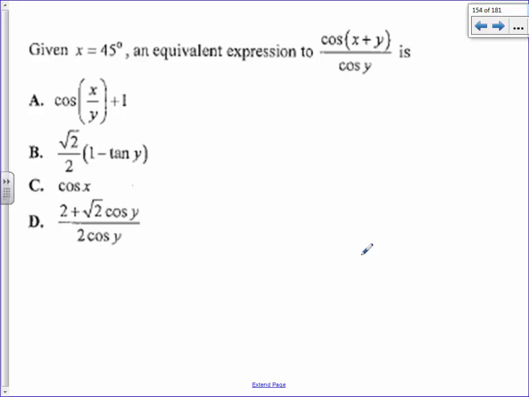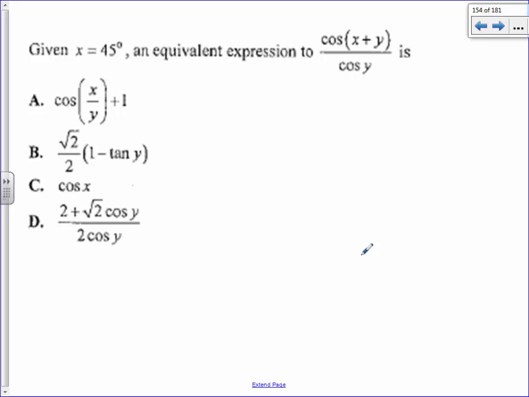Okay, here's another one that, in a way, is kind of like a brain teaser puzzle. You get 2 main pieces of information. You're told that x is 45, and then you have an expression here that we're going to try to figure out which one of these other ones is similar to it. So, yeah, that's gross.